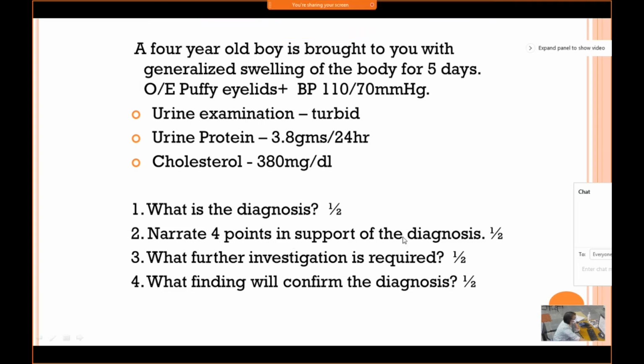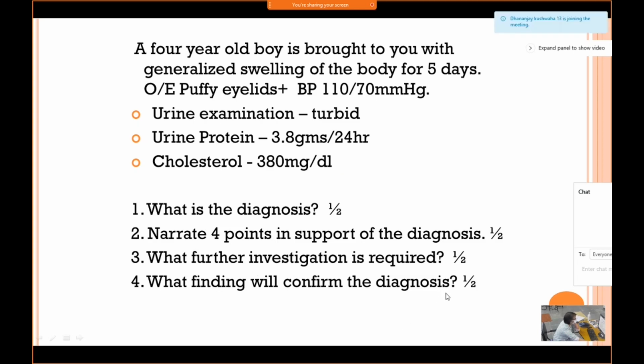Okay, and narrate 4 points in support of your diagnosis. From this history only, you can narrate 4 points. He's got anasarca. His BP is normal, the urine appearance is turbid, he's got massive proteinuria, he's got hypercholesterolemia. So these are the 4 points in support of the diagnosis. What further investigation is required? Apart from the urine examination, your urea, creatinine will be required, and of course a biopsy.